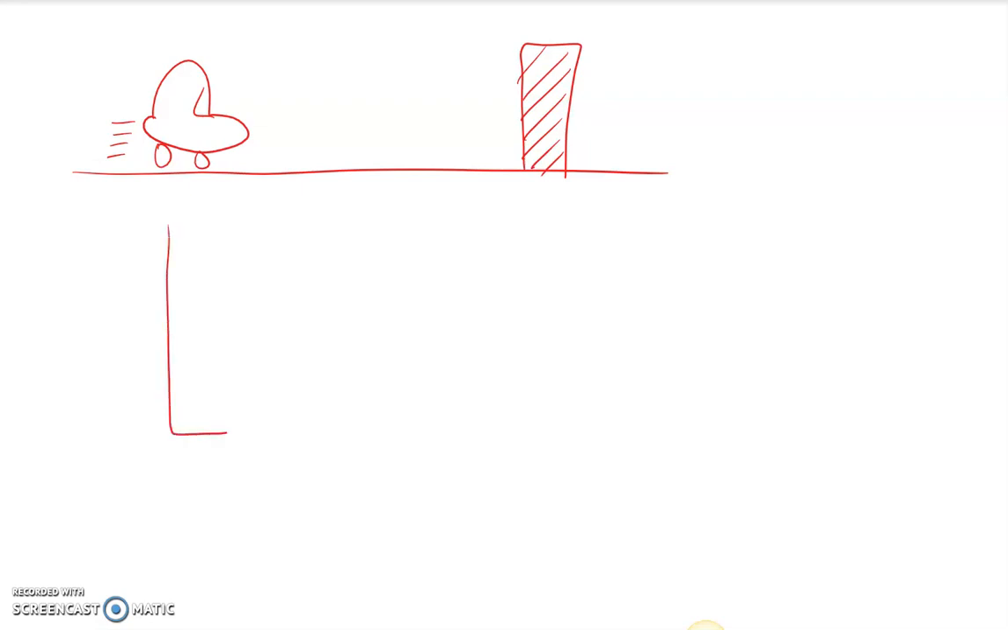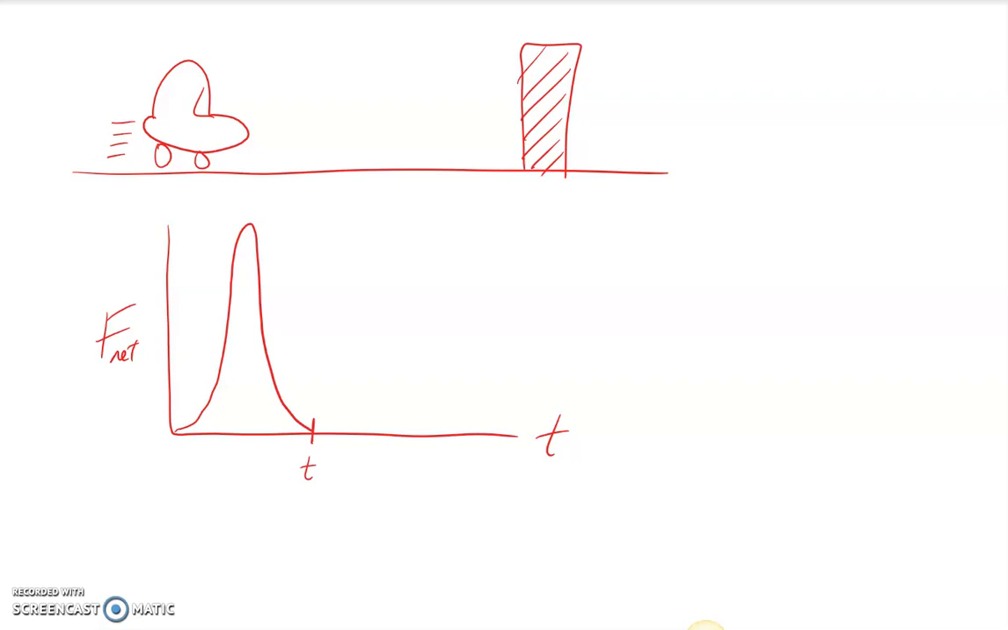So if we were to make a force versus time graph for the force acting on this person by the dashboard of the car to come to a stop, you're going to get a really tall graph. It's going to be very skinny. This force is going to be really, really high because the time period that this crash takes place over is going to be a really short time.